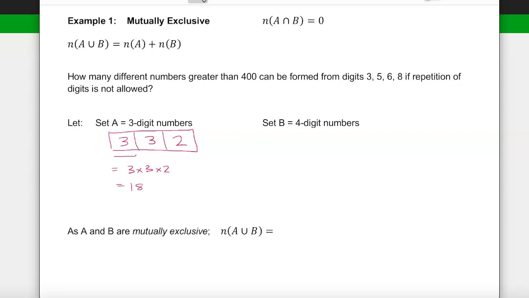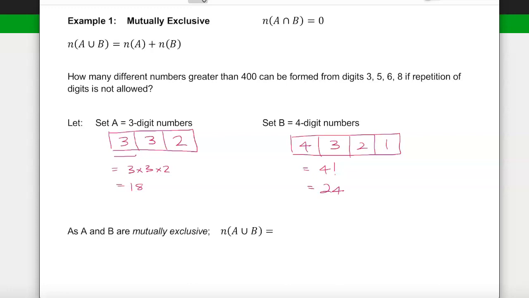Now let's consider 4-digit numbers as my separate set here. Now, obviously being a 4-digit number, it's well above 400. So I've got 4 digits I can choose to put first. Once I use one of those, I've got 3 left and then 2 and 1. This will give me 4 factorial, which is 24.